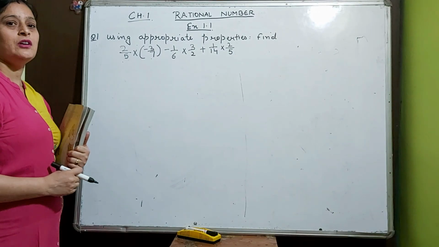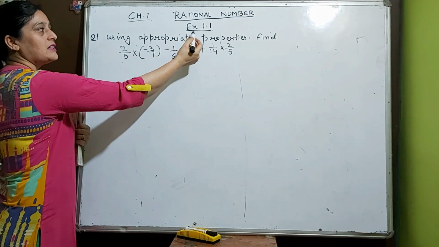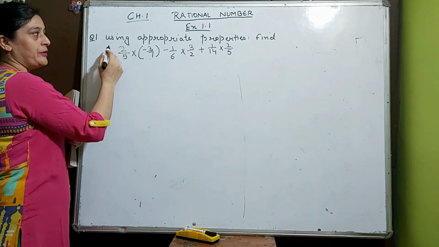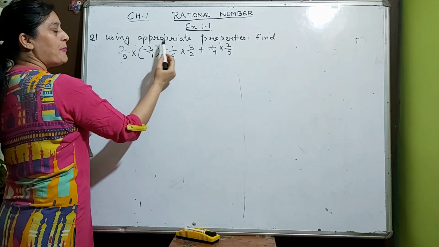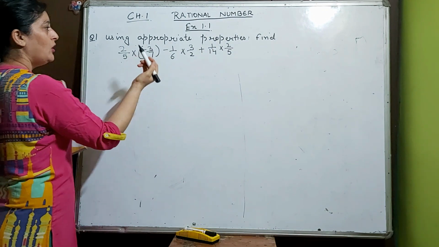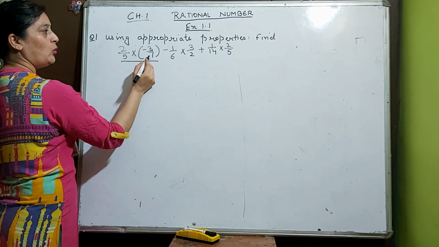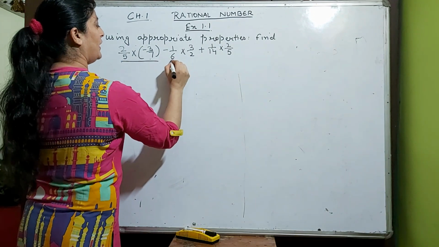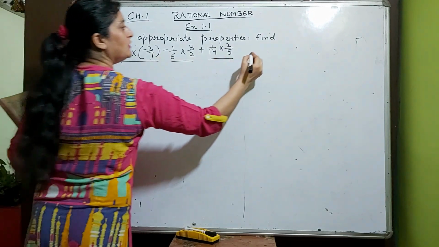Hello students, today we are going to solve the questions of rational number exercise 1.1, first question. In question first, it says using appropriate property find the solution of this equation. Look at the equation. Here it is just like commutative, a into b or b into a.